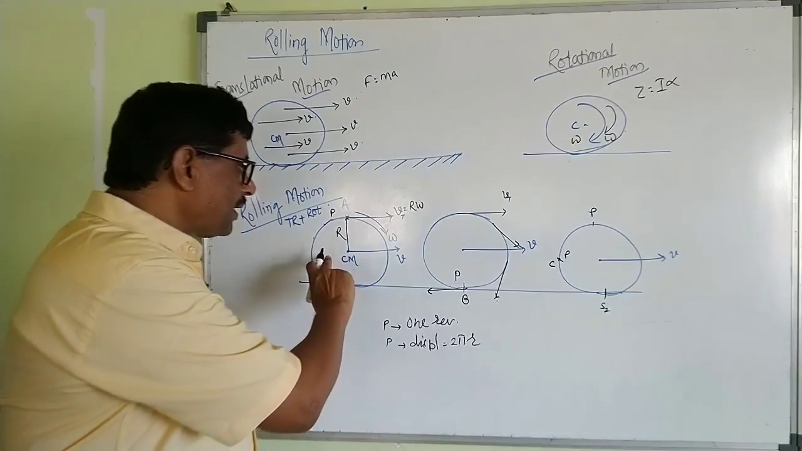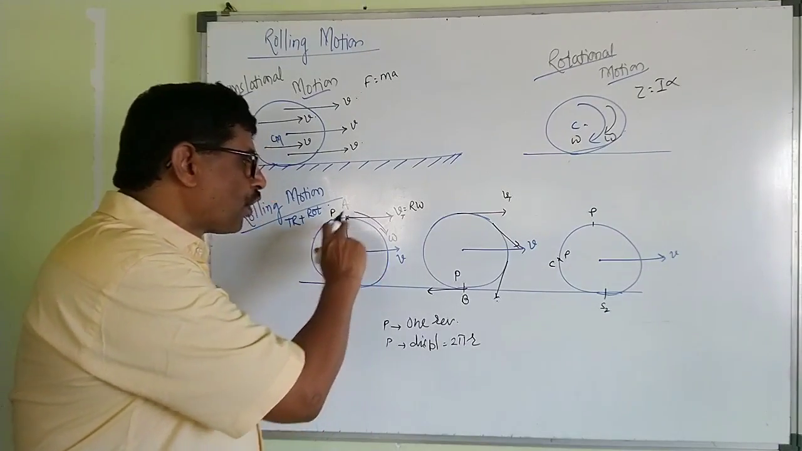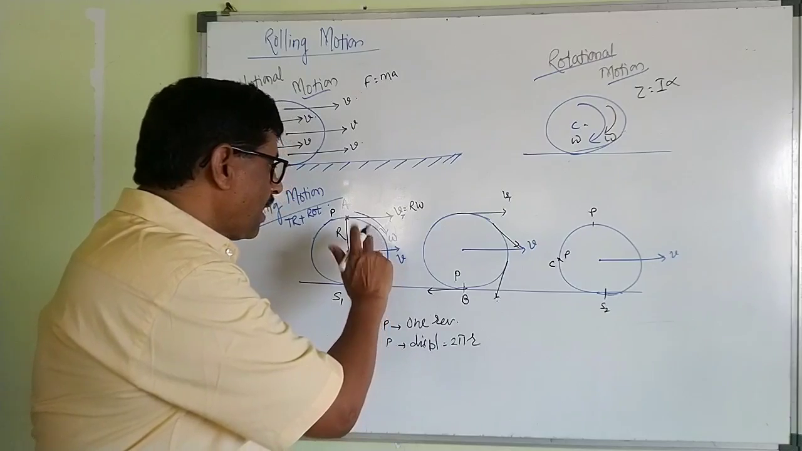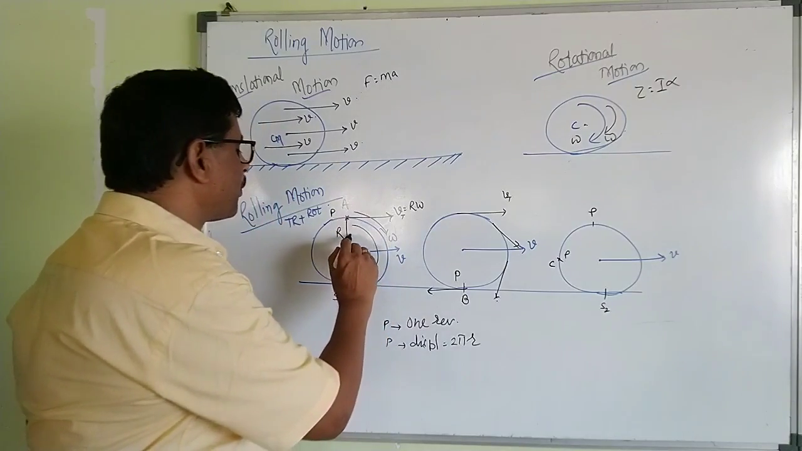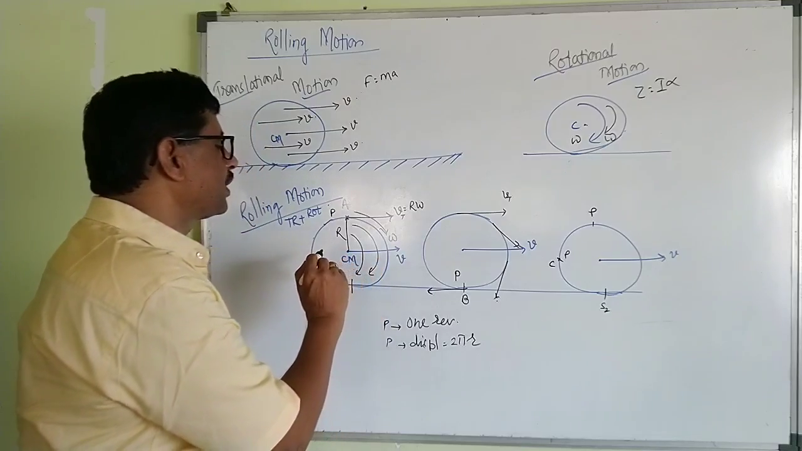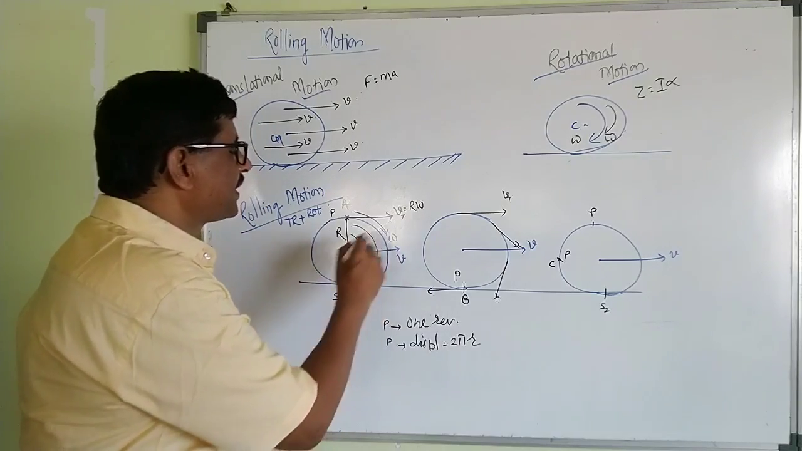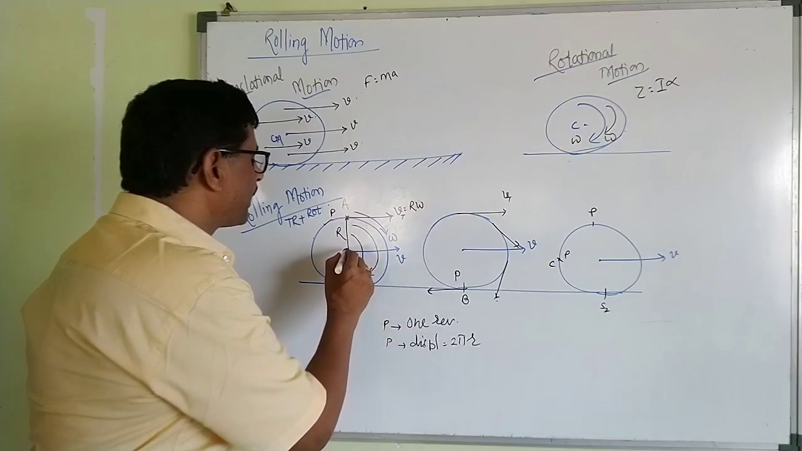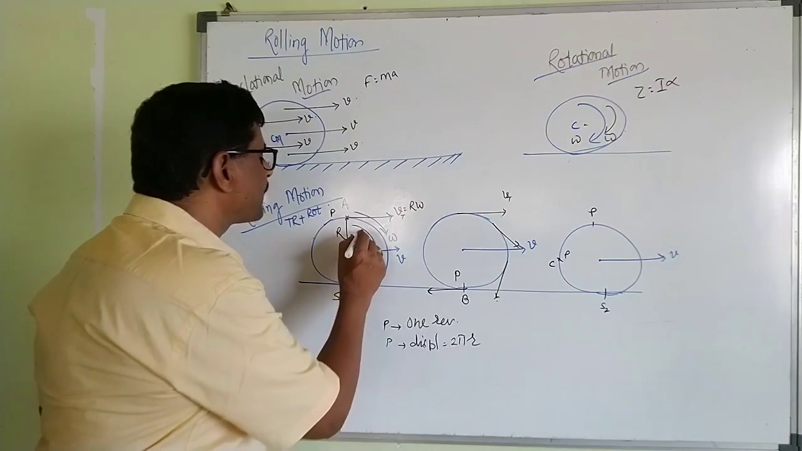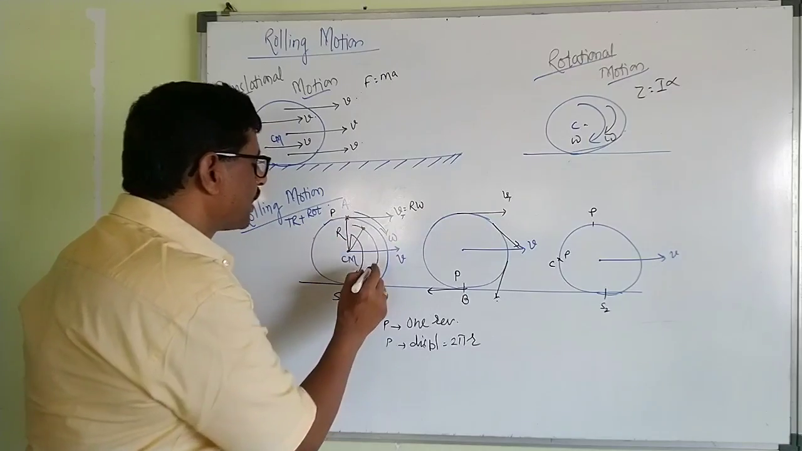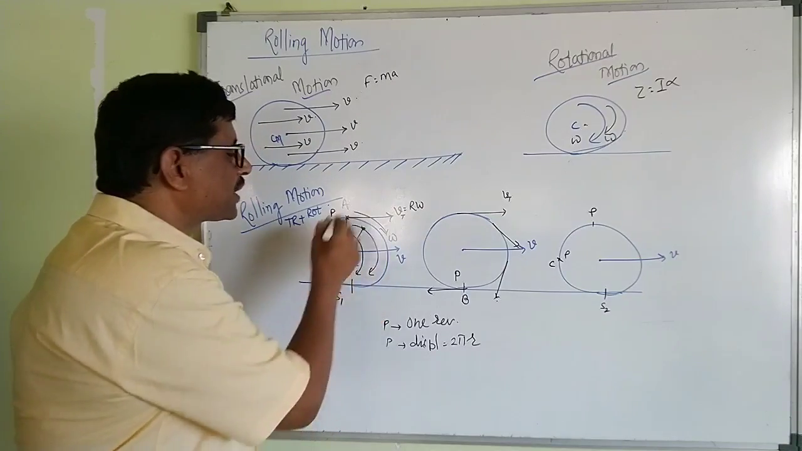Therefore, this particle of the body has angular velocity omega. This particle is also having angular velocity omega. They trace equal angles in equal time. But for this particle the radius will be different, and for this particle the radius will be different. Therefore, the tangential velocities will be different.